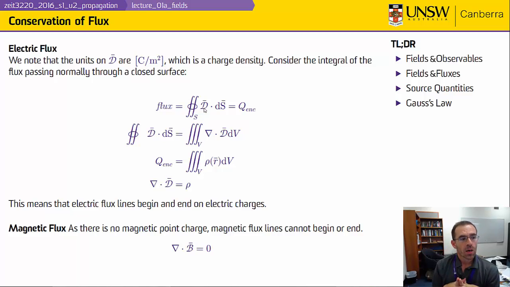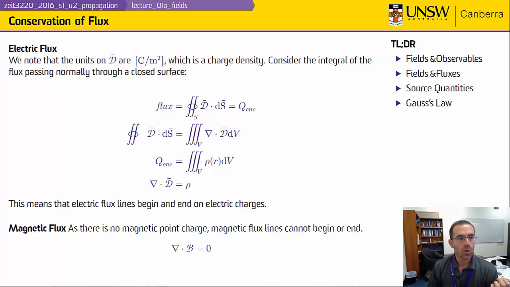There's a relationship known as Gauss's law, which tells me that the net electric flux flowing out of a closed surface is equal to the total charge enclosed inside that surface. So my total flux is equal to my total charge. Now, I can do some mathematical tricks.